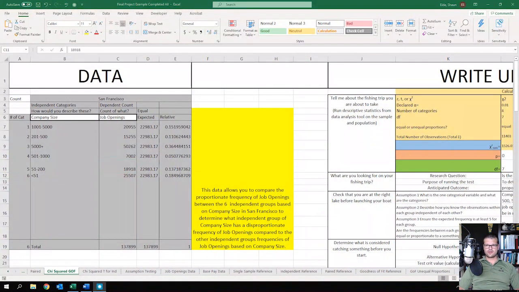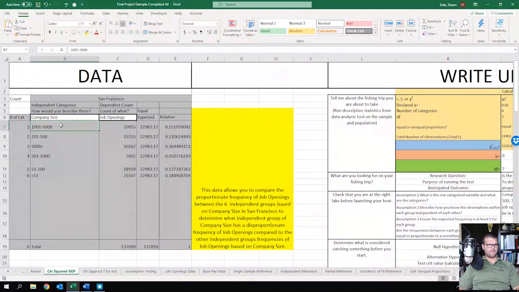Okay, this lecture is going to show you how to navigate through your data sets for the final project. For the final project, you're going to have a chi-squared goodness of fit, and then you're also going to have a chi-squared test for independence. Make sure that you pay attention to what it is that you're required to do with those. You may or may not be required to do one or both of those.